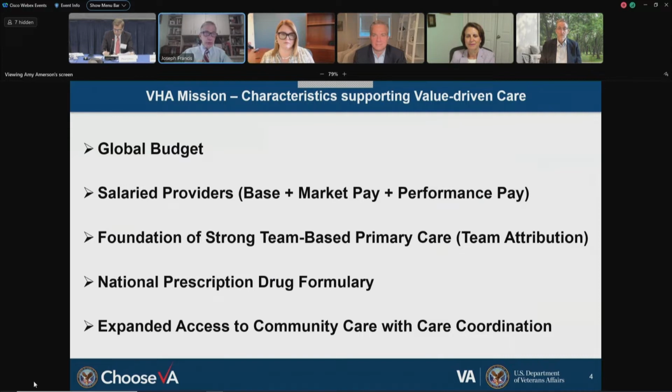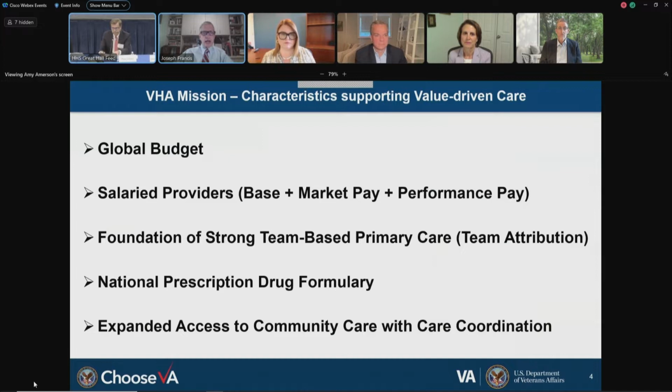Our providers are salaried, and most of their pay is determined by base pay, which is set by government, market pay, which is a formula based on specific specialties, and a very small proportion, and we're talking maybe 5% on average, is performance-related pay, and that's typically related to quantitative performance metrics around quality, as well as other things that are probably more locally driven, like service on committees, responsiveness to veteran needs, and so on and so forth.